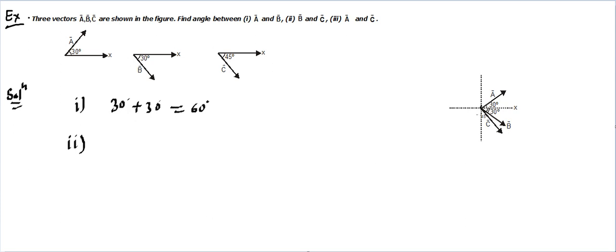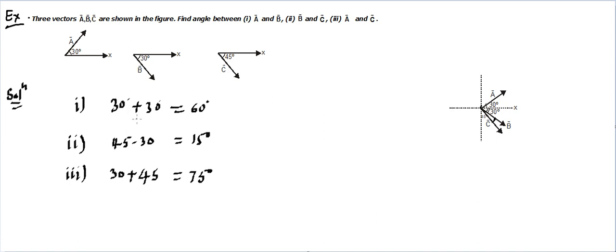Can you see, for the second part, B and C? B is there, C is there, so we need to find this angle. Now from the x-axis it's 45 for C, for B it is 30, so 45 minus 30 will become our answer. That's going to be 15 degrees. Similarly, can we answer the third part, which is A and C? A makes 30 degrees from the x-axis upside, C makes 45 downside, so both will be added up to get the total angle. So it's going to be 30 plus 45, which will lead to 75 degrees.